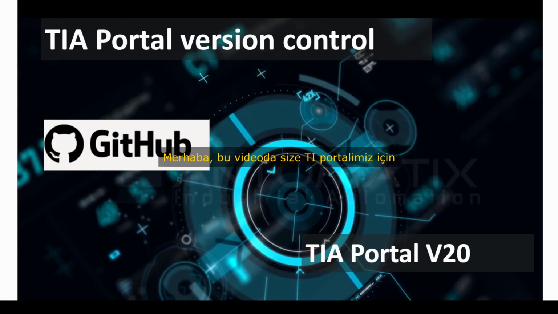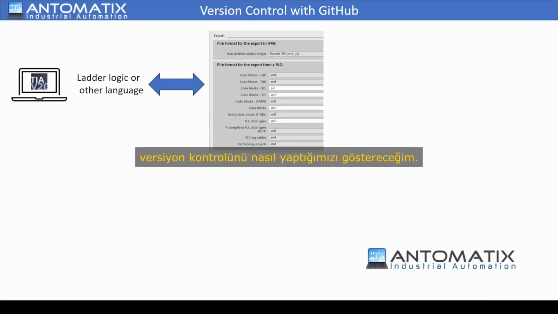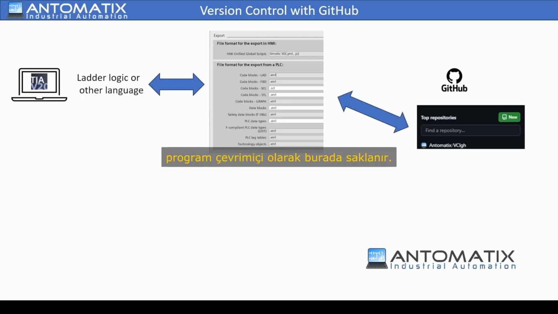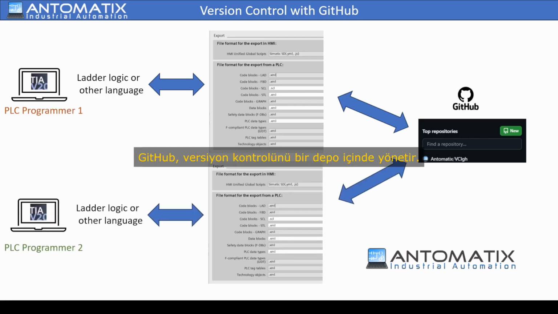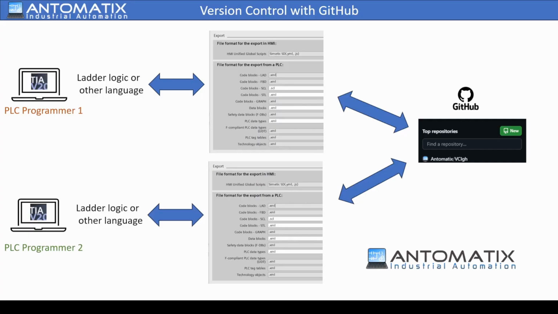Hello, I will show you in this video how we do version control for TIA Portal projects using GitHub. The TIA Portal program is exported in the form of XML or SCL, as you can see in the table, and then pushed to GitHub, which stores the program online. GitHub manages version control in a repository. When someone else works on the same project, access to the same repository can be granted.